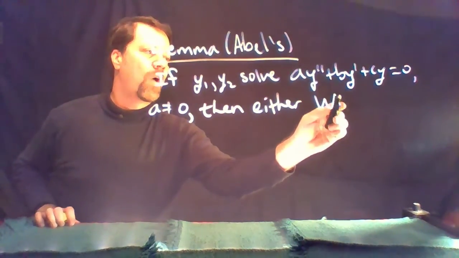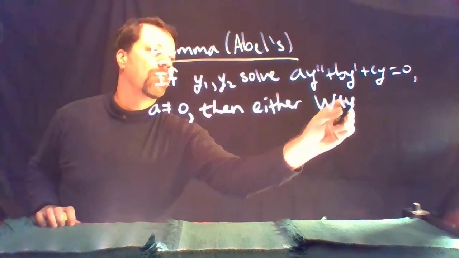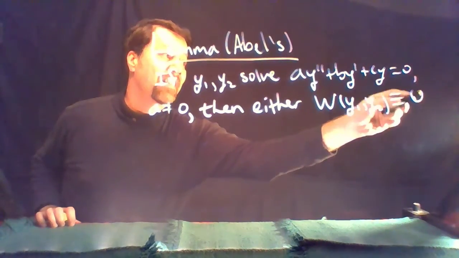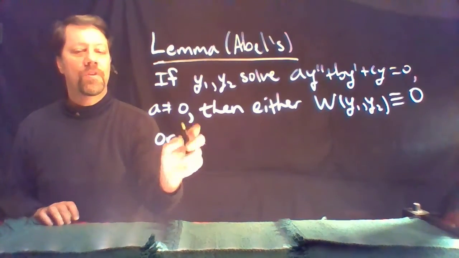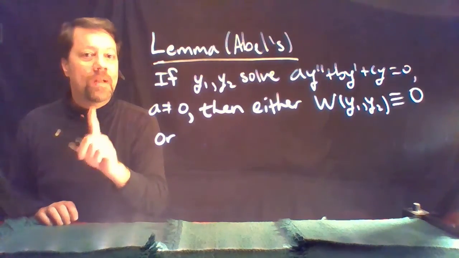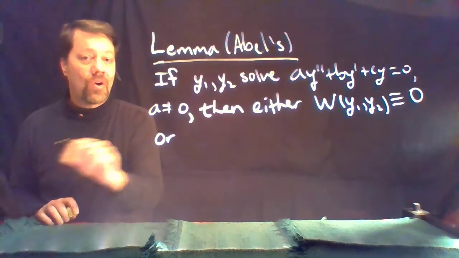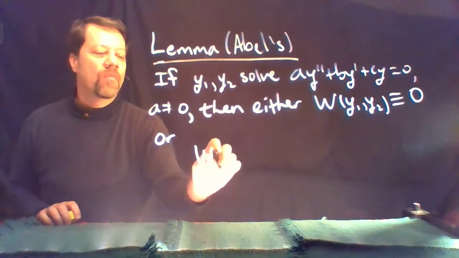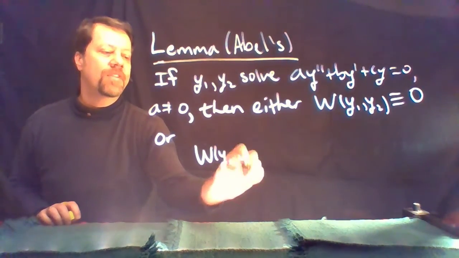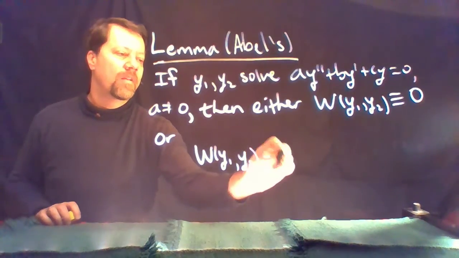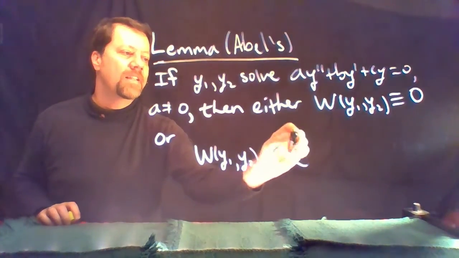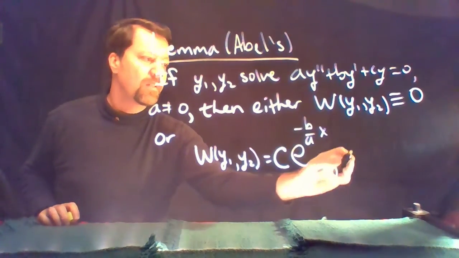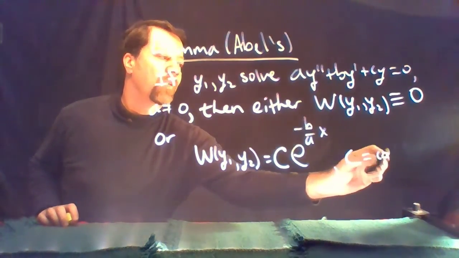either the Wronskian is identically 0, which means that if it's 0 at one location, it will be 0 at all locations in an interval, or the Wronskian will have this form: a constant c times e to the minus b divided by a x, where c is constant.